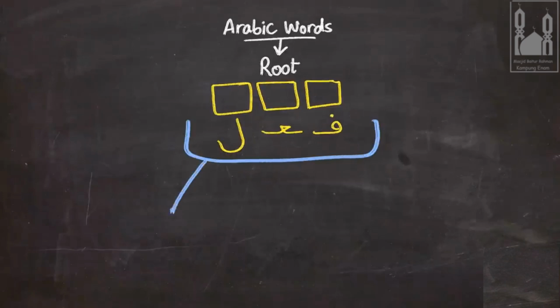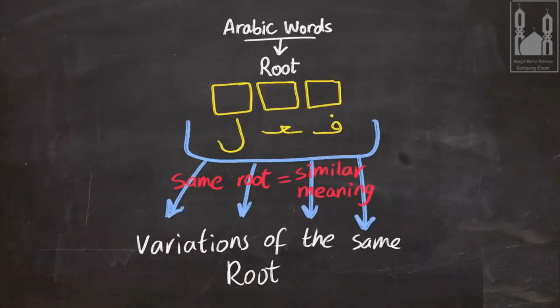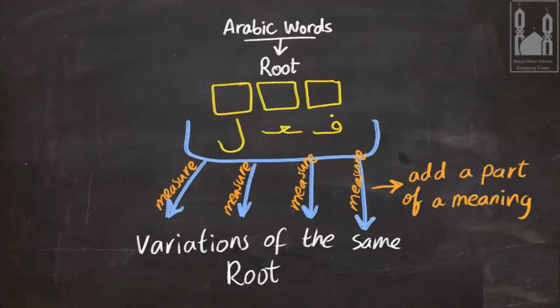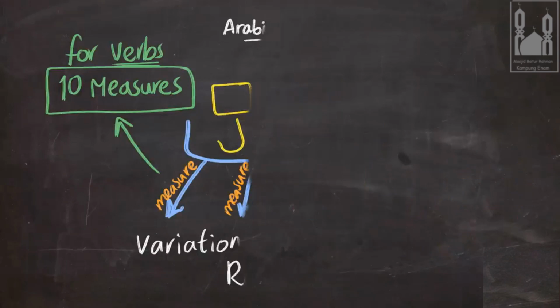Second, words that share the same root also share part of the meaning one way or another. These words are in essence variations of the same root. And to make these variations, you apply certain measures. These measures like fa'il, maf'ul, and so on, they carry another piece of the meaning of the word, which is added to the original meaning of the root. When it comes to Arabic verbs, there are 10 different measures for verbs in the Quran, which will help us understand and derive verbs using these patterns.